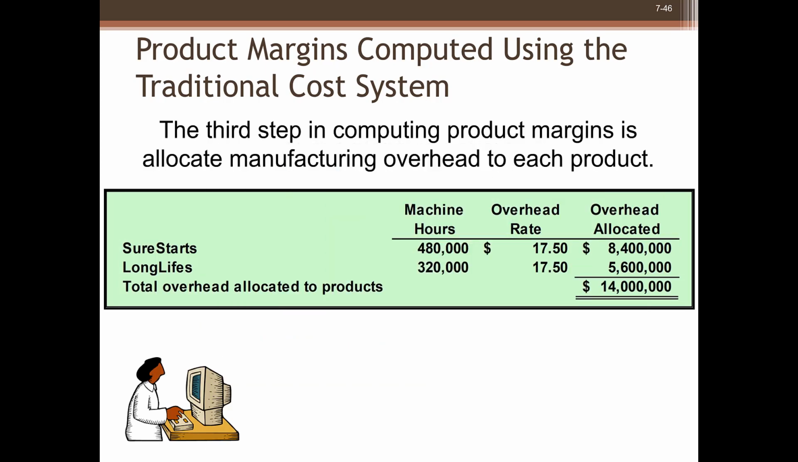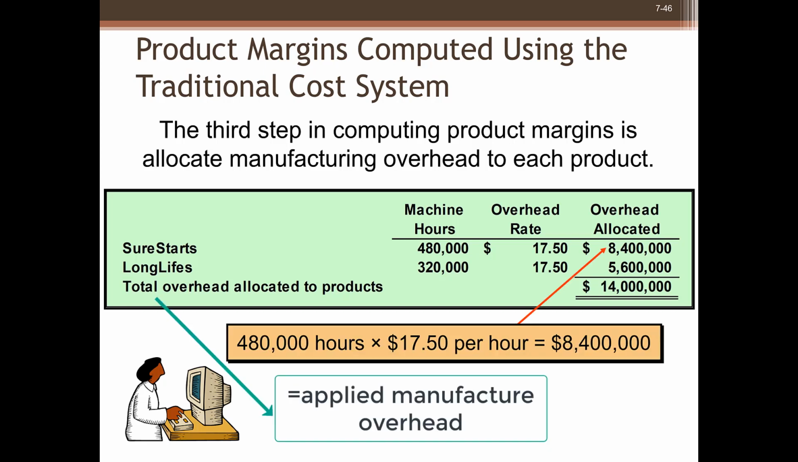Third step, we can calculate the allocated manufacturing overhead to each product. For Short Start, we use the overhead rate 17.5 multiplied by total machine hours, and we get the allocated overhead to Short Start, which should be 8.4 million. And for Long Life, we use 17.5 multiplied by 320,000, and then we get 5.6 million. We add them together. This is the total overhead, which should be allocated to those two products, 14 million.